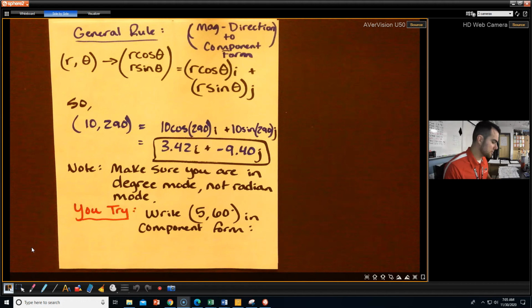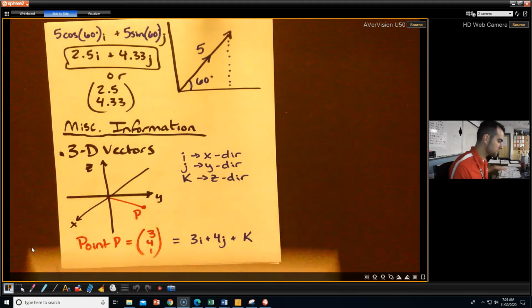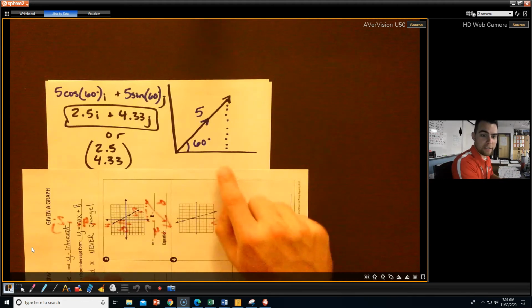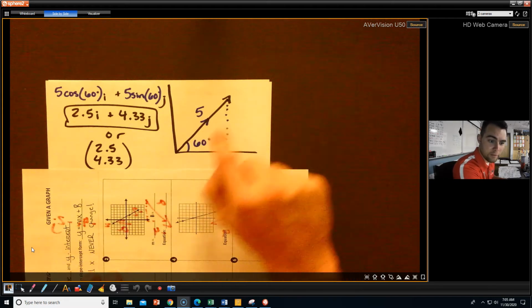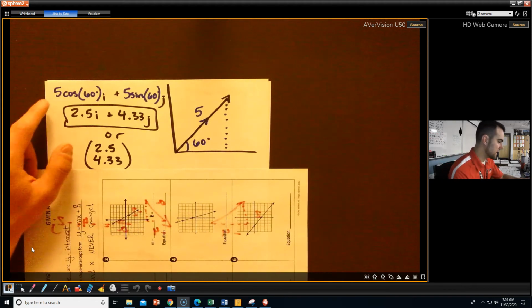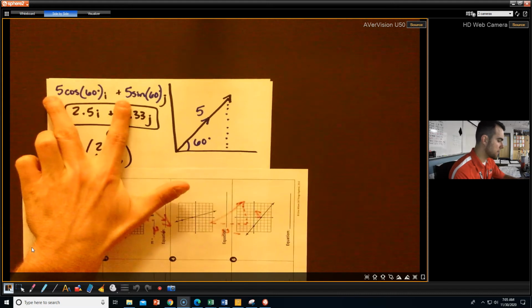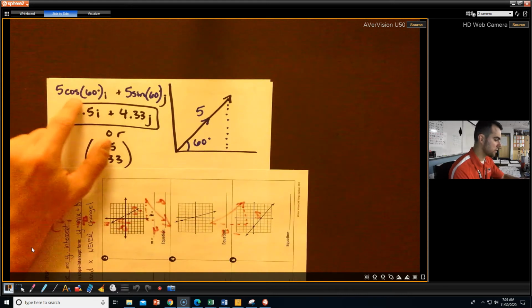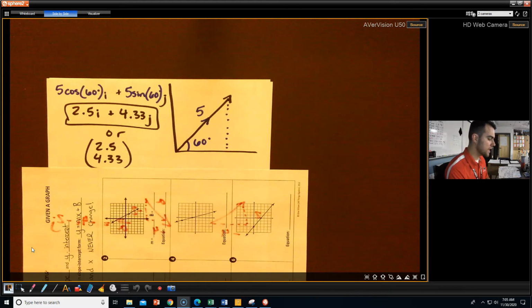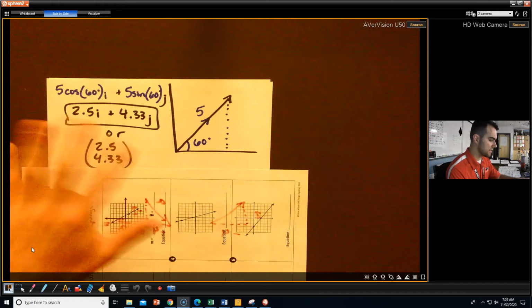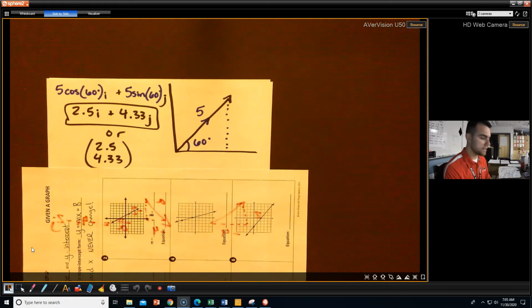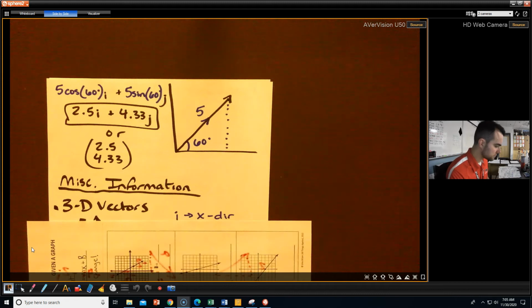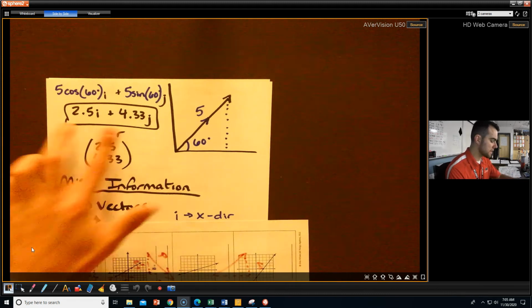All right, we're back. Let's see what you came up with. So here is our vector, magnitude 5, 60 degrees. Again, we just take our magnitude, and then the cosine is for our i, the sine is for our j, and then we take that stuff, and there we go. We are done. So you should get this guy right here.